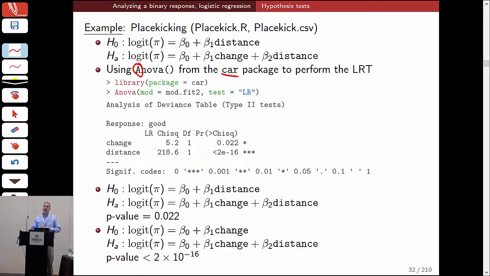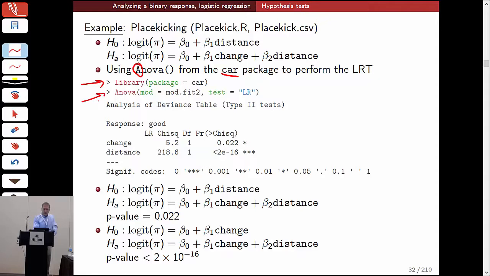CAR stands for Companion to Applied Regression. There's actually a book that was first written in about 2001 or 2002. It's one of the first books on R out there. And this provides a nice way to do the test that we're interested in. So I need to first install the package, and then once I install it, I can say library(car) to say, hey R, I want to use the functions that are in that package.